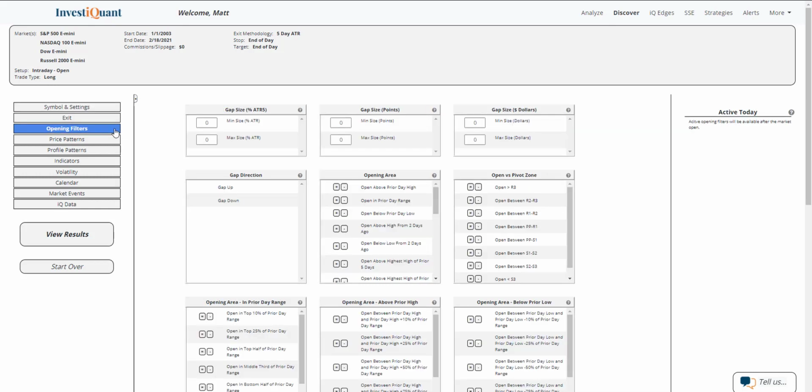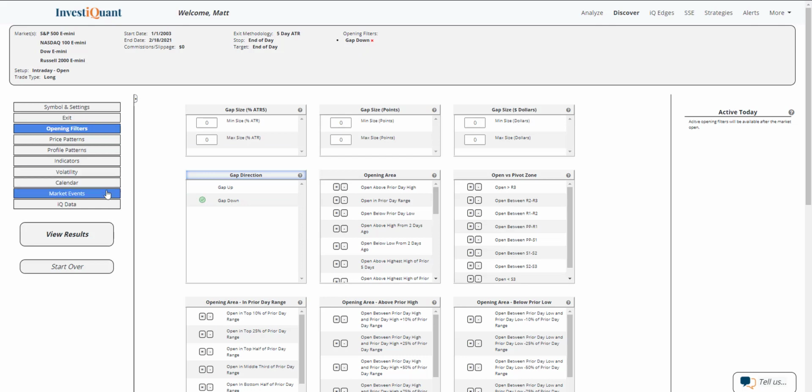Now, currently, the markets are trading lower as we approach the open of the session. So I'm going to go into the opening filters section. I'm going to say that we are opening lower by going to the gap direction and gap down as the option that I've selected here. Once I click on it, you can see it's been added to the header section up here.